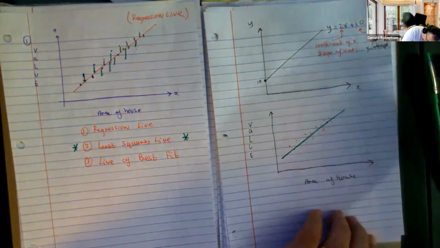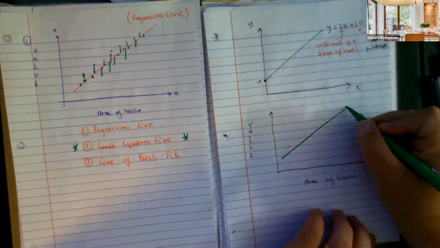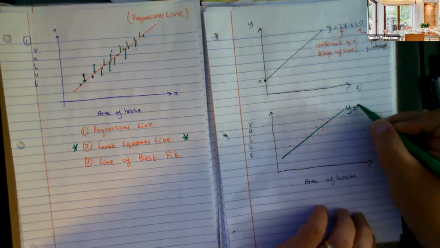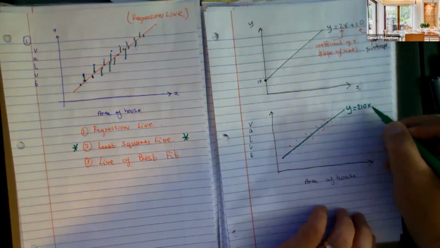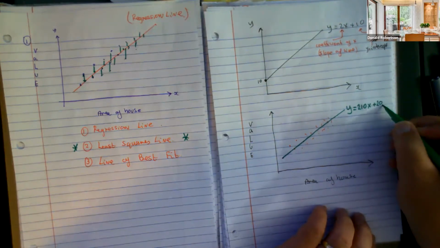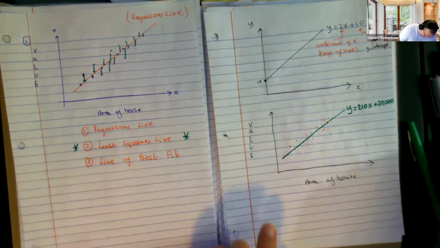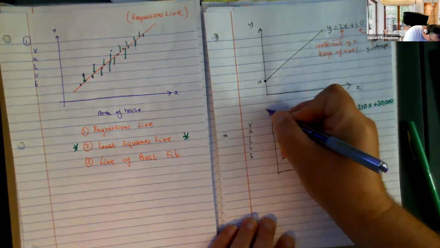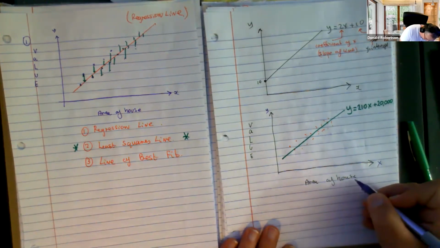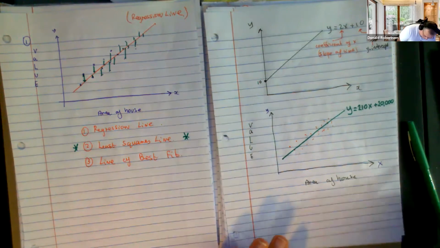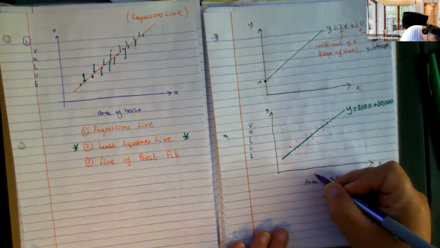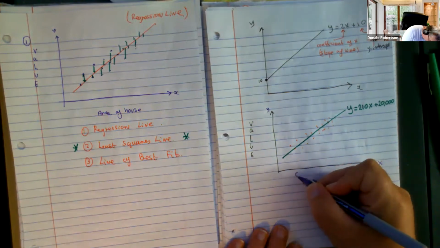And I'm now going to tell you the equation of this regression line. And it might be some ridiculously big value, like 210x plus 20,000. Now, y and x have different meanings. X is the area of the house, y is its value in dollars. X is sometimes called the explanatory variable.